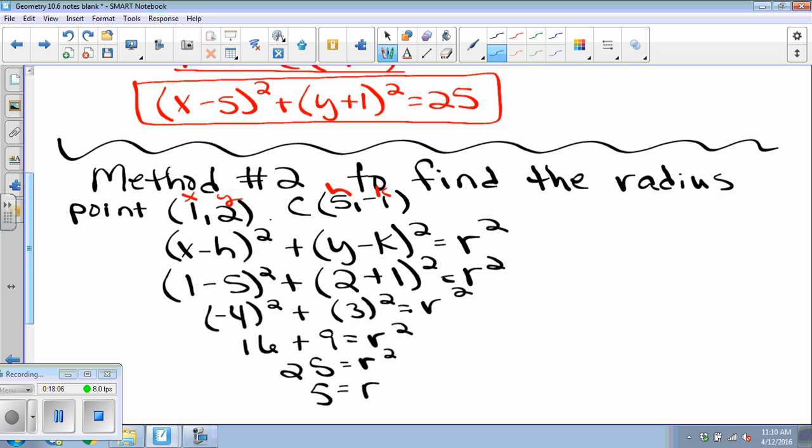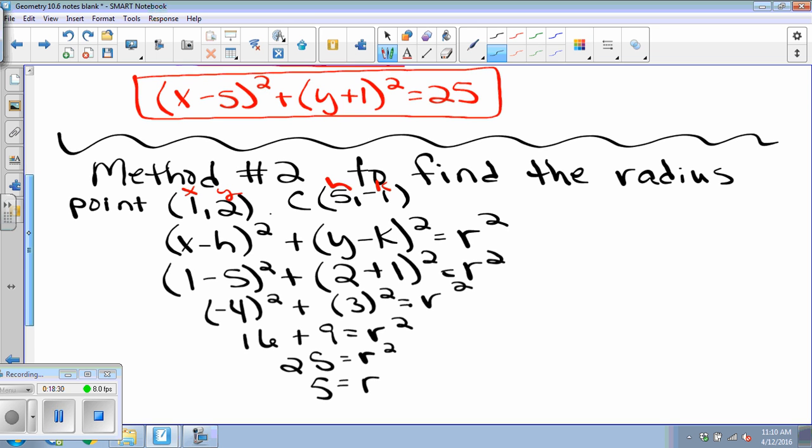That's a great method. Okay? So you can use whichever method you prefer. All right? If you prefer to plug in x, y, h, and k and find r, great. Probably lessen your chance of making a mistake if you mess up the distance formula. Okay? Any questions?